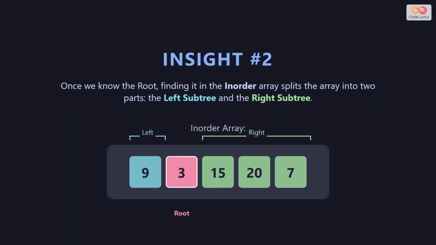Now for the second insight. Once we have identified the root from the preorder array, we can find that same value in the inorder array. Because inorder visits left, then root, then right, finding the root essentially splits the array into two halves. Everything to the left of the root belongs to the left subtree, and everything to the right belongs to the right subtree.